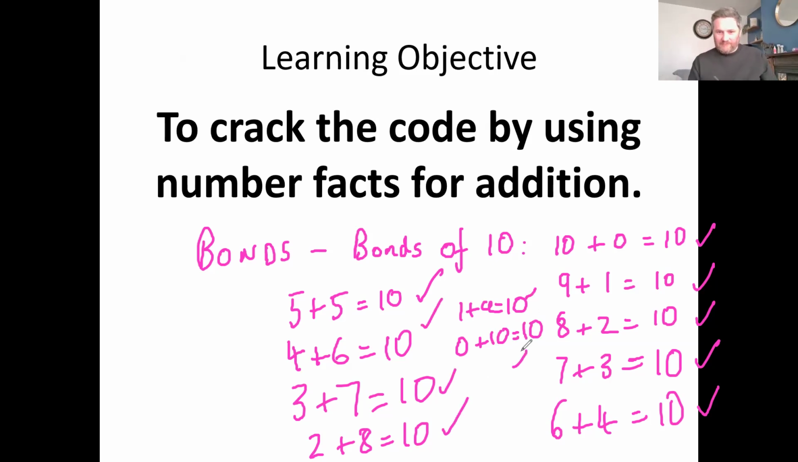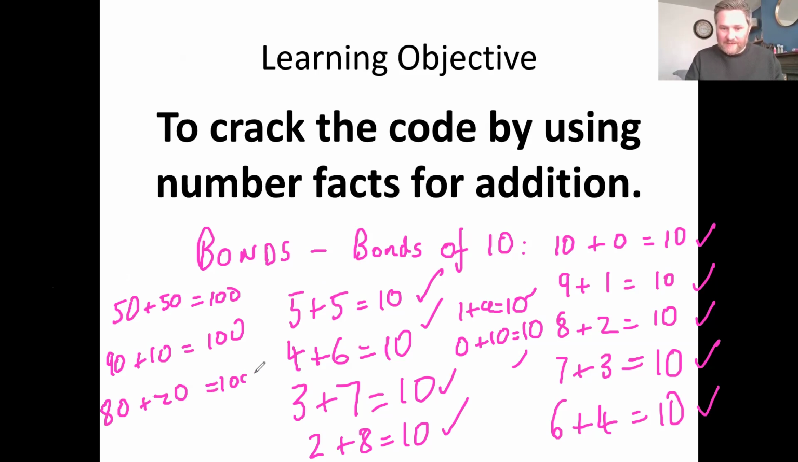Sounds really simple, but it's really important to know your bonds of 10 because they really are useful when it comes to solving harder problems. Once you know your bonds of 10, that can help you with bonds of 100. So 5 and 5 can be 50 add 50, which makes 100. And 9 add 1 could now be 90 add 10, which makes 100. And 8 add 2 could then turn to 80 add 20. So learning those simple bonds of 10 can be really useful for your maths to then work into harder maths.